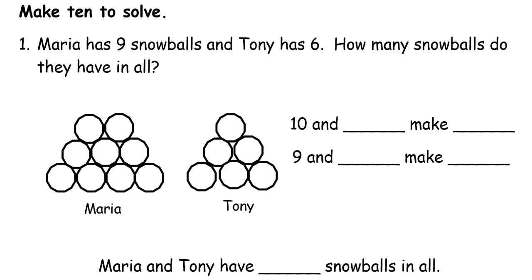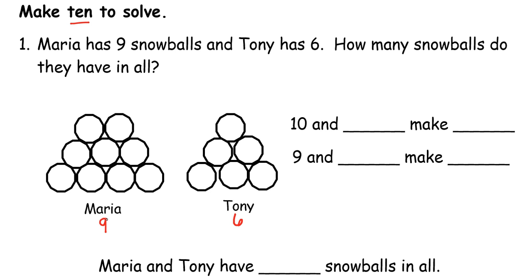The first problem says Maria has 9 snowballs and Tony has 6. How many snowballs do they have in all? So you can see by our picture that we have 9 snowballs for Maria and 6 for Tony. What I want to do is make a 10, and that will help me solve this problem.